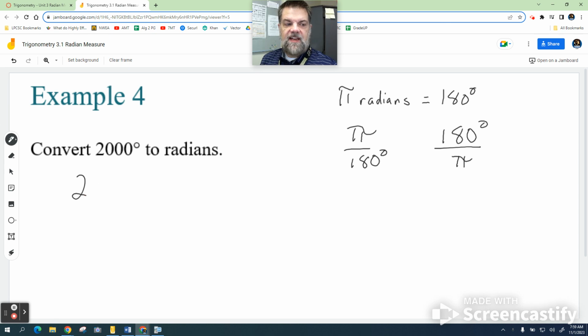Because they gave us degrees, we want degrees on the bottom because my goal is to cancel out the degrees. So this is 180 and this is pi in radians.